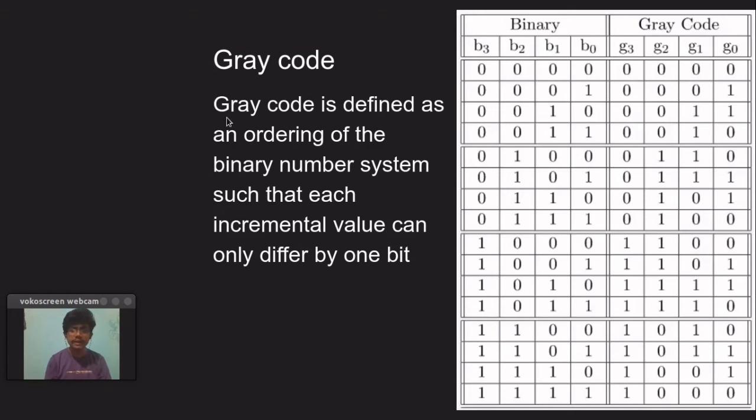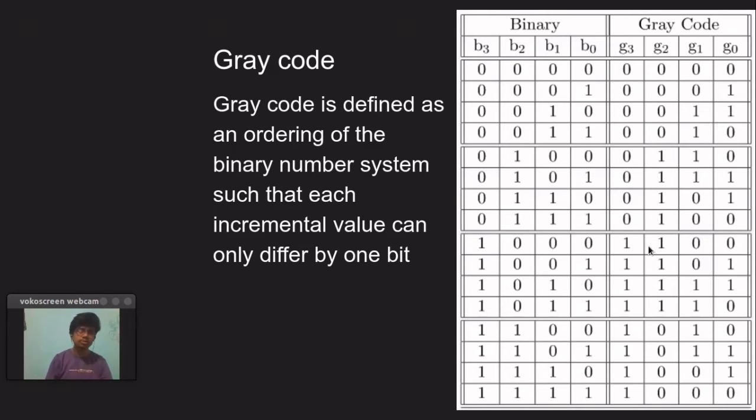So, gray code is defined as an ordering of a binary number system such that each incremental value can only differ by 1 bit. So here we have gray codes. So this represents 0, this represents 1, this represents 2. So we can see that 0 and 1 differ by 1 bit, 1 and 2 differ by 1 bit, and 2 and 3, and similarly so on.